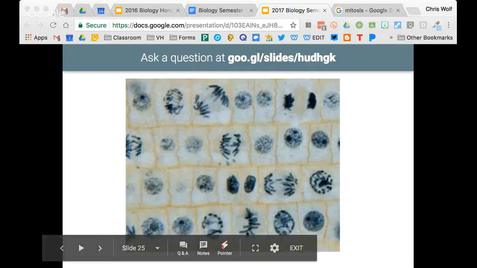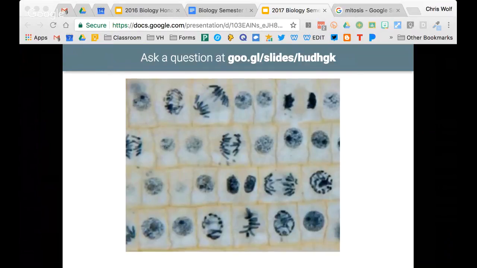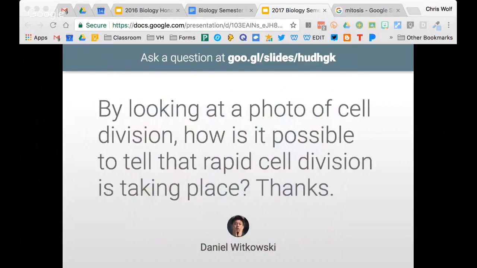So that's a great question, going back to that one. How is it possible to tell if rapid cell division is taking place? If there are lots of cells that are going through mitosis.